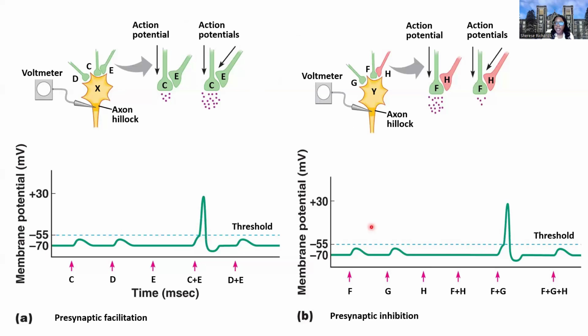Okay, let's look at presynaptic inhibition. And this is the opposite, but the principles are the same. We're looking at a third modulating neuron that is synapsing at neuron F in this instance, the synapse between neuron F and neuron Y. And the inhibiting neuron here is actually going to block or decrease the amount of neurotransmitter coming from neuron F.